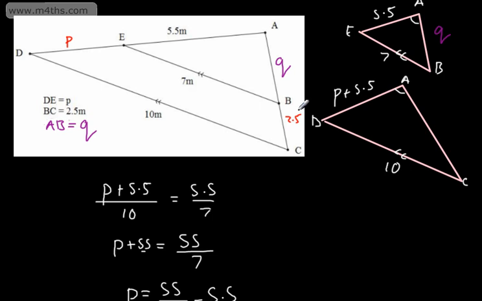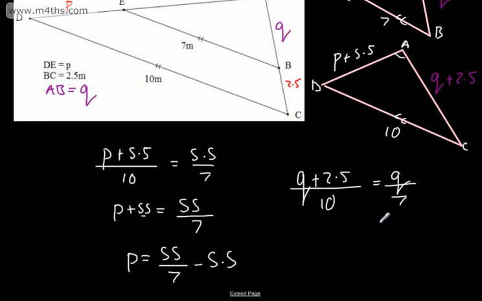What we know is that A to C will be equal to Q plus 2.5. What I'm going to do now is solve for Q. What we'd have is the following: Q plus the 2.5 over 10. This one over this one must be the same as this one over this one. So what we're doing is solving a linear equation for Q where we've got the unknowns in both denominators.